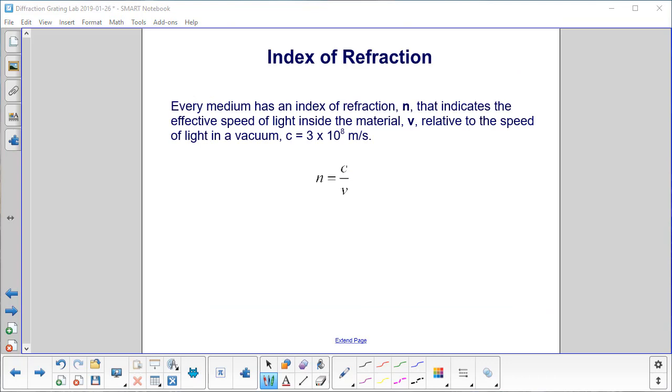Every medium has an index of refraction, n, that indicates the effective speed of light inside the material, which we call v, relative to the speed of light in a vacuum. c is equal to 3 times 10 to the 8th meters per second. So n will always be greater than 1 because c will always be greater than v.